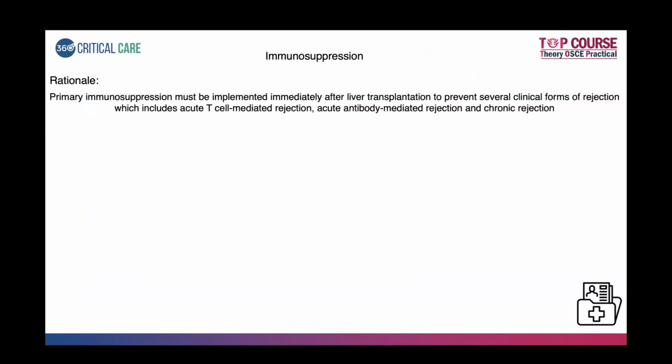Coming to immunosuppression, the main rationale is that primary immunosuppression must be implemented immediately after liver transplant to prevent several clinical forms of rejection, which include acute T cell mediated rejection, acute antibody mediated rejection, and chronic rejection. One thing I wanted to emphasize is that you hear about transplant rejection again and again, but there are only 3 types of transplant rejection we need to know: one is T cell, one is antibody mediated or B cell, and the other is chronic rejection. Like madam said previously, once the patient goes into chronic rejection, the scope of salvageability is very, very low.